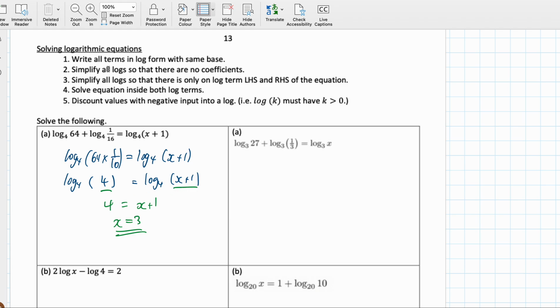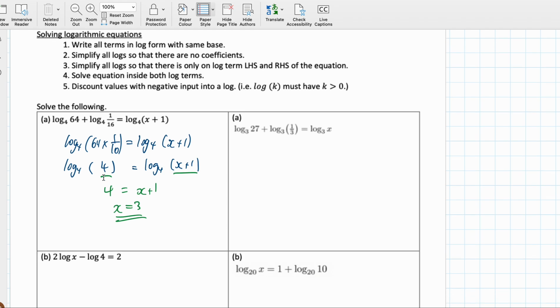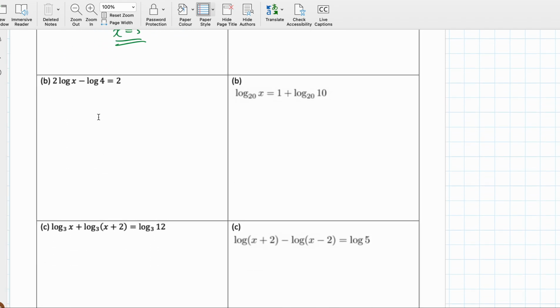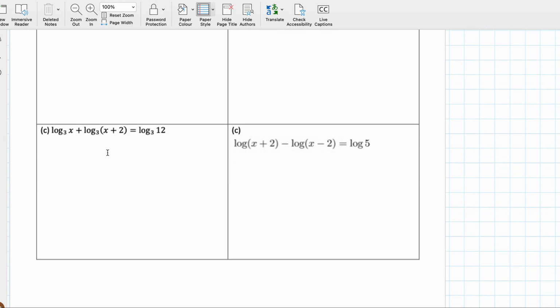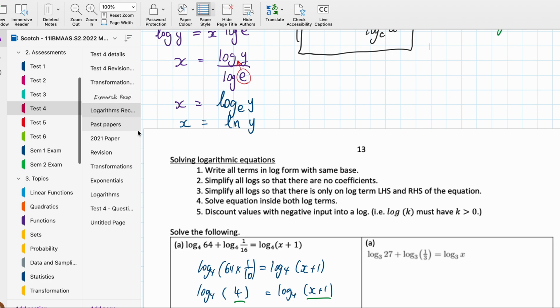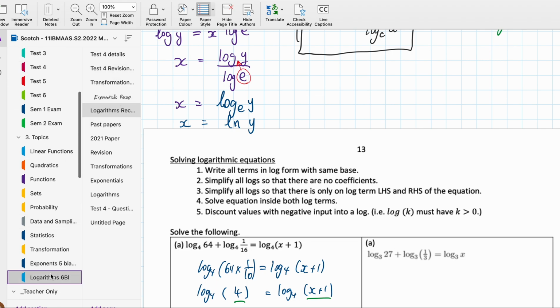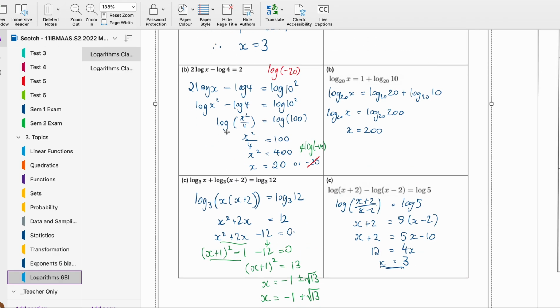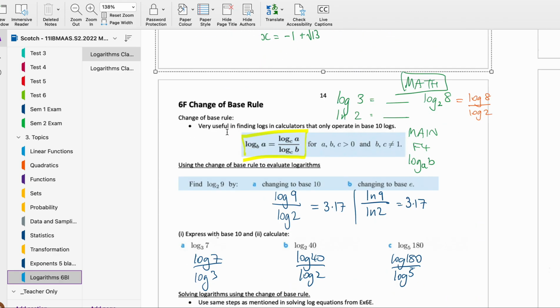Now you may note that the first step says write all terms in log form with the same base. This is where the changing base rule comes into play. Let's go down and see if we can find one. I haven't actually copied those examples, which is not that useful. So let's just quickly go back and pick up a changing base question. Oh, right, that was 6e.